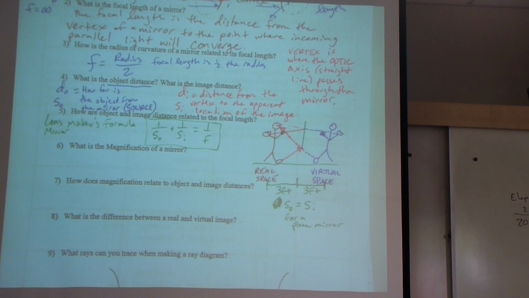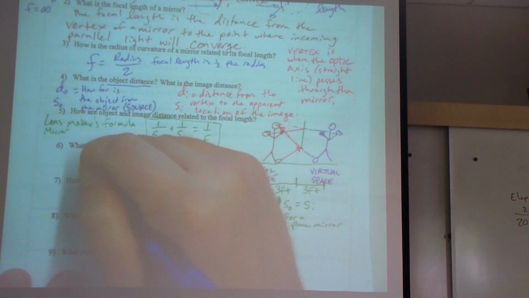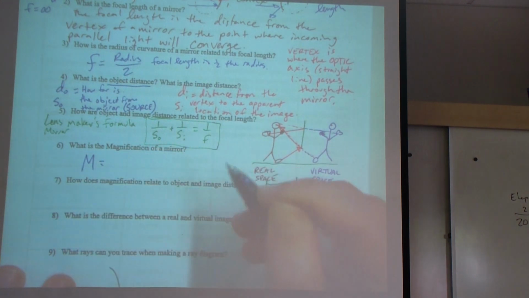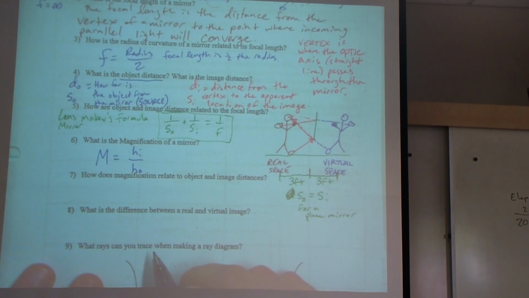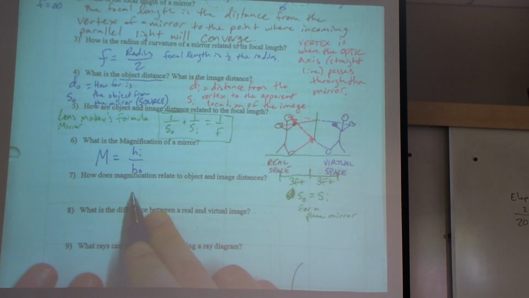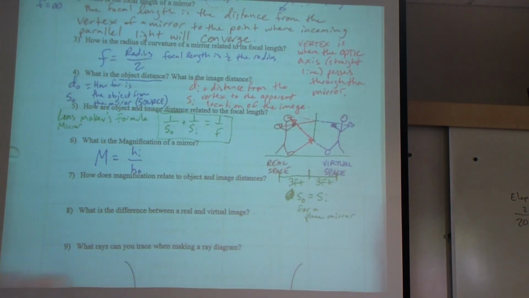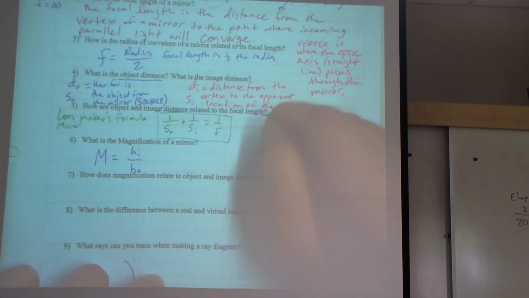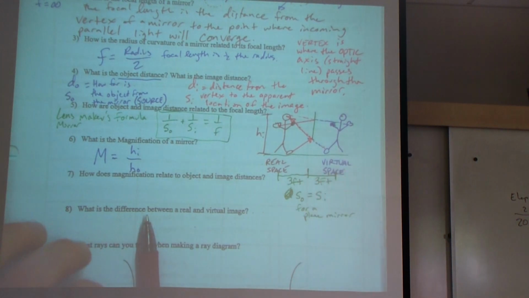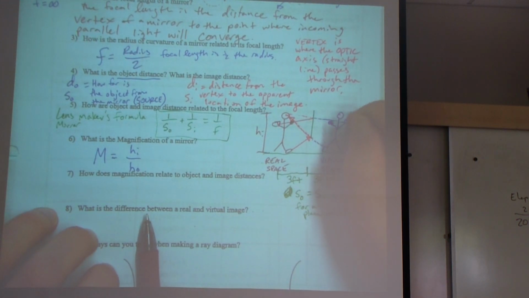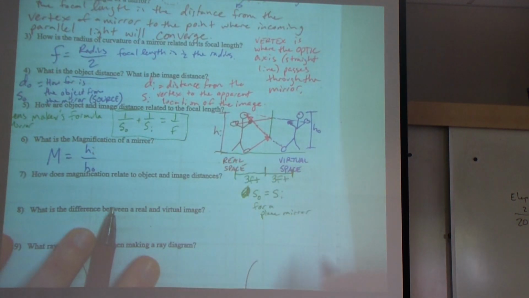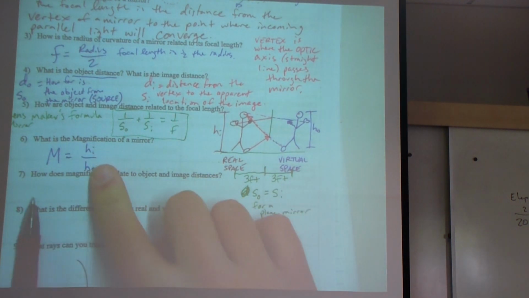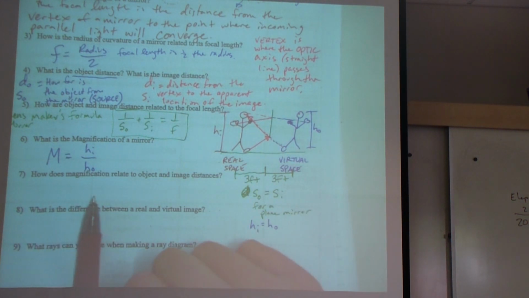What's the magnification of a mirror? The magnification of a mirror is just a ratio that relates the height of the image to the height of the object. And I will draw for you over here HI, HO. These are equal to each other. HI equals HO for a plane mirror. So what's its magnification? 1. Okay, when you start bending the mirror, it gets weird.